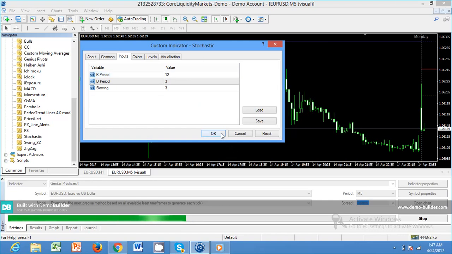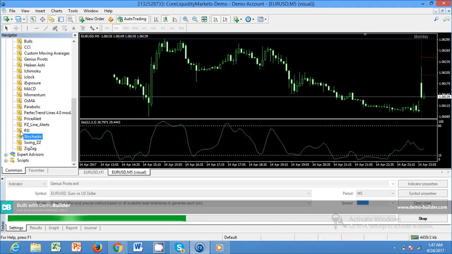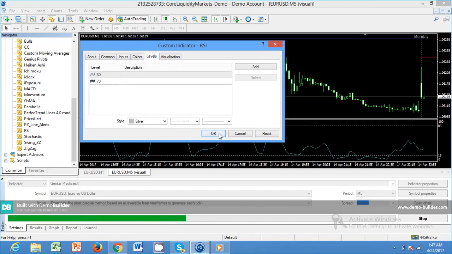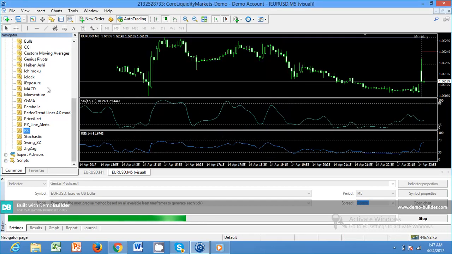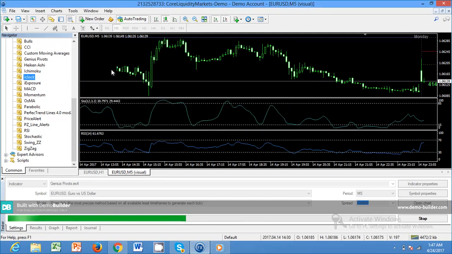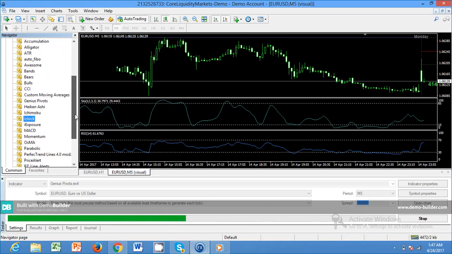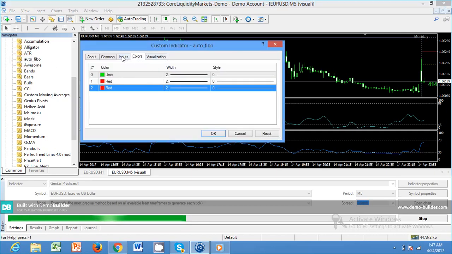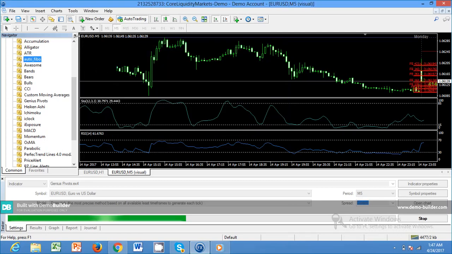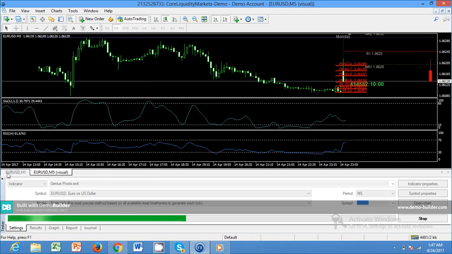Okay, this is set. We key in our RSI indicator, everything, just leave it as it is, and then we add our iClock just to show you the time, and then our auto Fibonacci. Okay, we are set up completely, we are good to go.